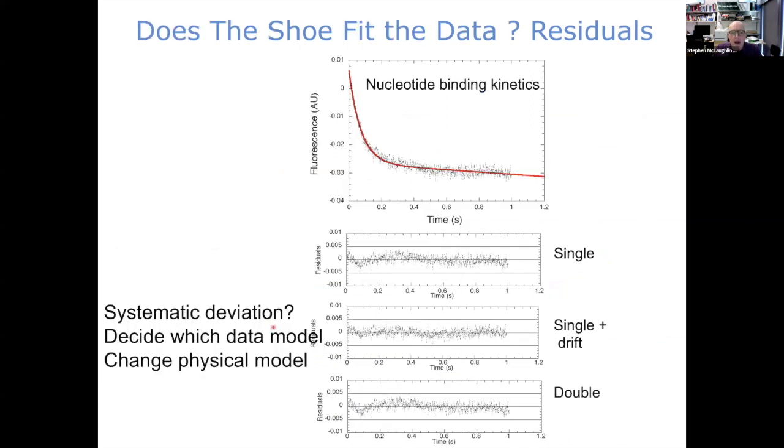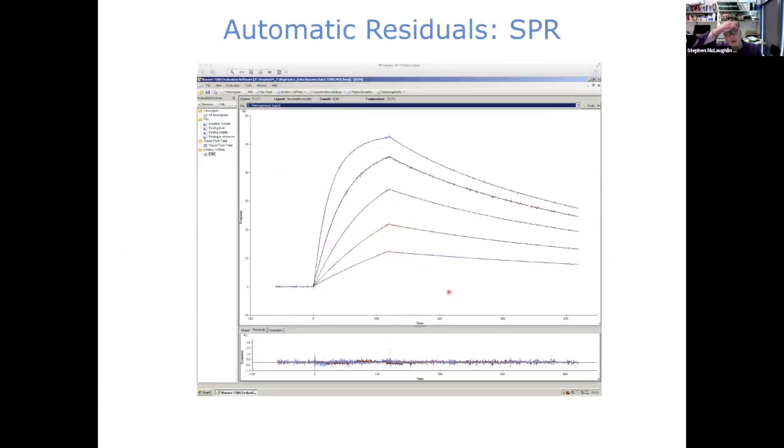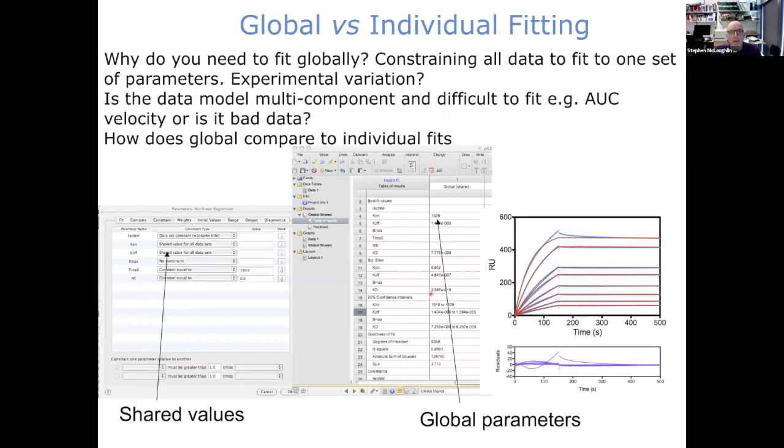And again, when we're looking at the residuals, we're looking for the simplest model which will actually fit the data and not give a systematic deviation. Some programs for different instruments will generate residuals by themselves. Here's SPR, here's the residuals. And let's come on to then just how do you fit?